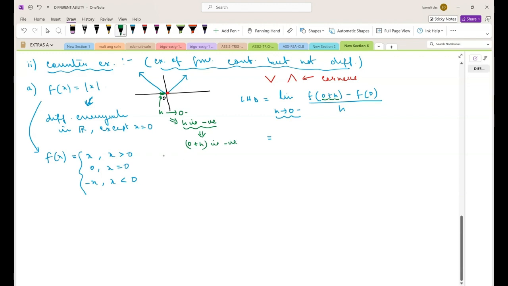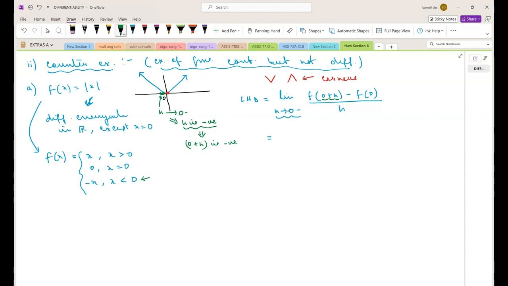And then the third branch of the function follows actually. After this, we have to plug in the values of f(0+h), that is f(h), and f(0). So what will be the value of f(0+h)? If I want to put the value, I have to determine which branch I have to choose, and that depends on whether 0+h, that is h, is positive, negative, or 0.